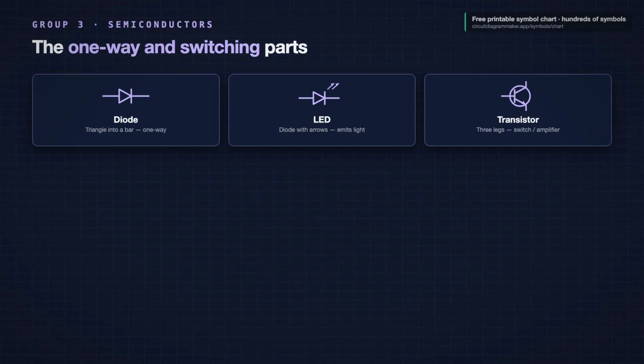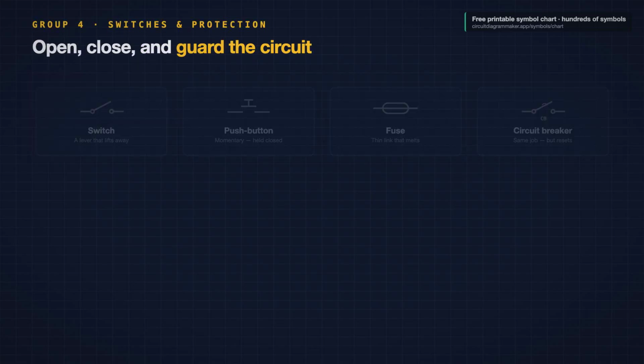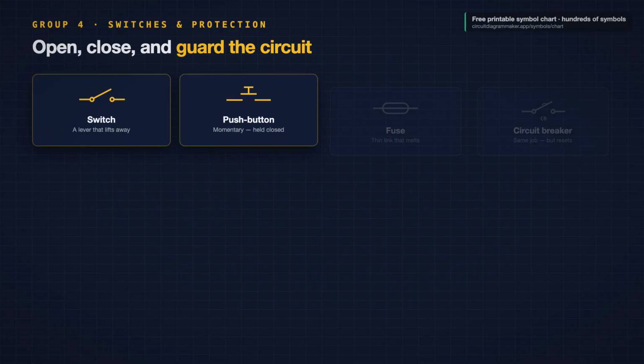A variable resistor, or potentiometer, adds an arrow across the resistor, a dial you can turn. Resistor resists, capacitor stores charge, inductor stores a field. 3 shapes, 3 jobs. Group 3, the semiconductors. These are the one-way and switching parts.